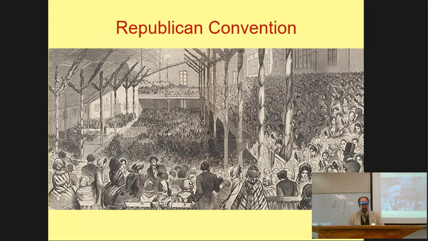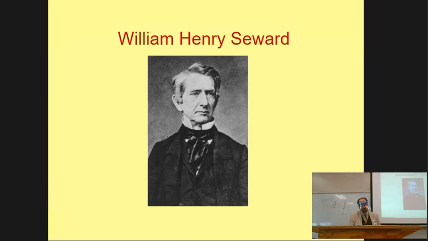Now, at the Republican convention held in Chicago in 1860, most people figured the Republicans would nominate William Henry Seward. He was probably the most prominent Republican at the time, and he'd been criticizing slavery for 10 years. But some people thought he'd gone too far. He'd said at one point there was a higher law than the Constitution, that being God's law.